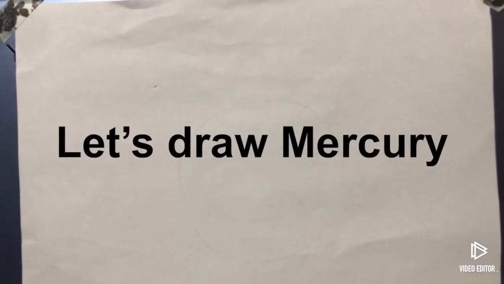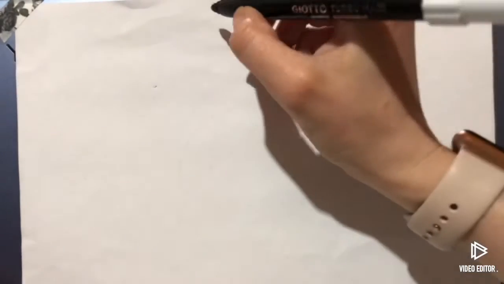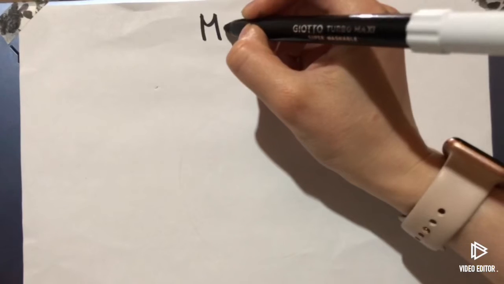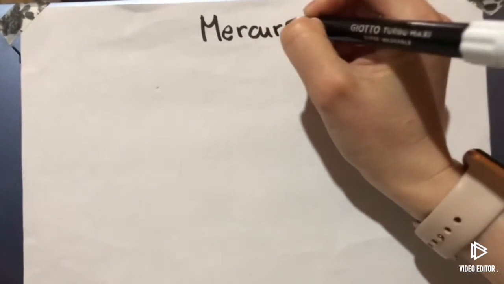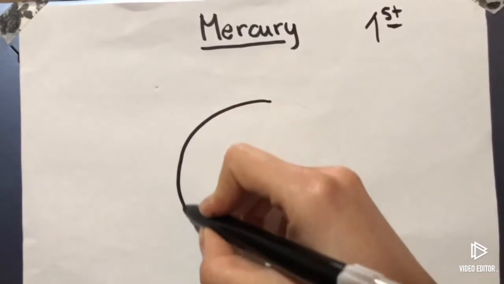So today we're going to be talking about Mercury, right? This is how we write Mercury. Mercury. It is the first planet from the sun. So it's number 1. We're going to write it right here. First planet from the sun. It's also the smallest planet in our solar system.